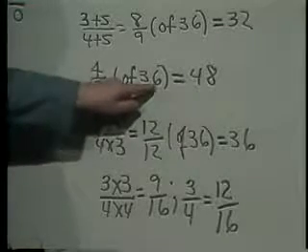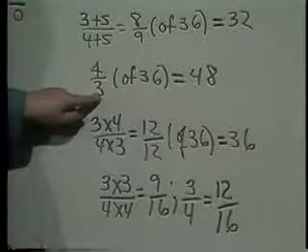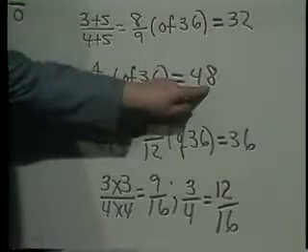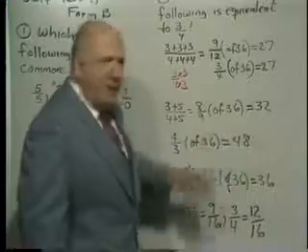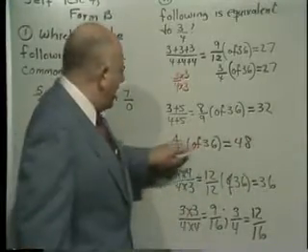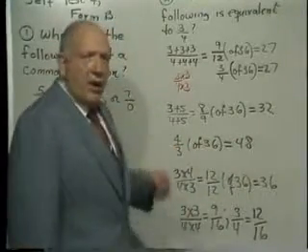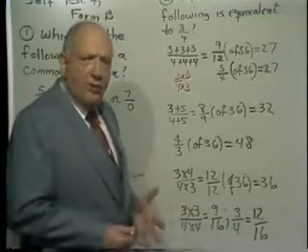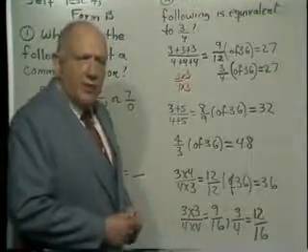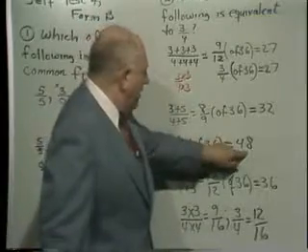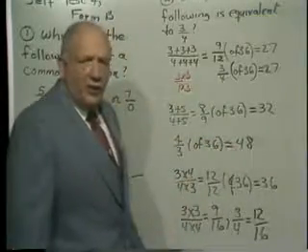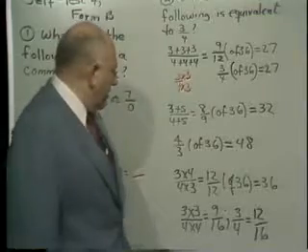4/3 of 36. 36 divided by 3 is 12. 12 times 4 is 48. And by the way, that makes sense. 4/3 of a number should be bigger than the original number. So you're taking 1/3 4 times. 1/3 3 times is the whole number, so 1/3 4 times should be bigger than the whole number. So 4/3 of 36 is 48. And that's much more than 3/4 of 36, which was only 27.